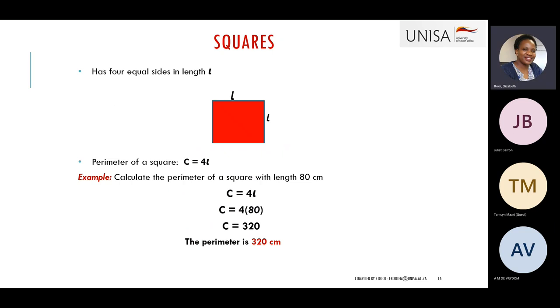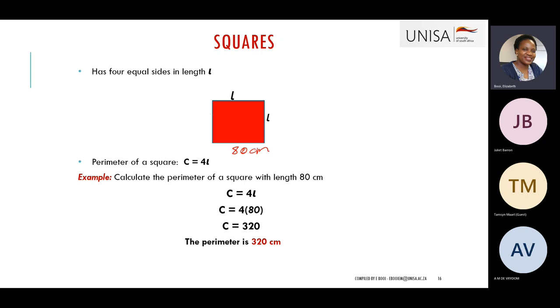Same for the square. It has 4 equal sides. If we need to calculate the perimeter of the square with the length of 80, we know what the formula is, so we know that this length and that length and this length and this length are the same. They are 80 centimeters. The formula is C is equal to 4 times L. So since we are asked to calculate the perimeter, and the perimeter is adding all the sides, we can substitute into our formula and calculate. 4L is the same as 4 times 80, and that gives us the perimeter of 320 centimeters.